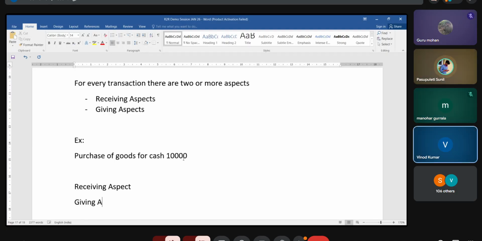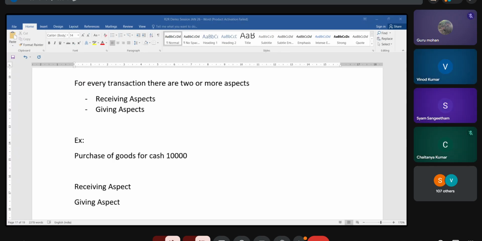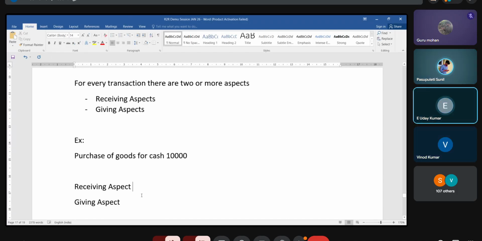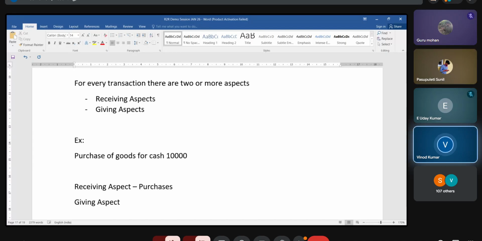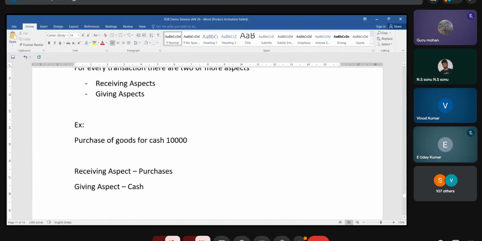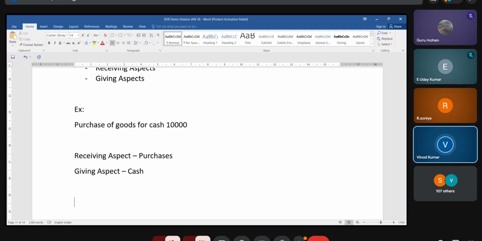What is the receiving aspect in the purchase of goods for cash? Purchases is the receiving aspect, and the giving aspect is cash. Yes. Okay, giving aspect is cash. Okay. So, one more scenario.